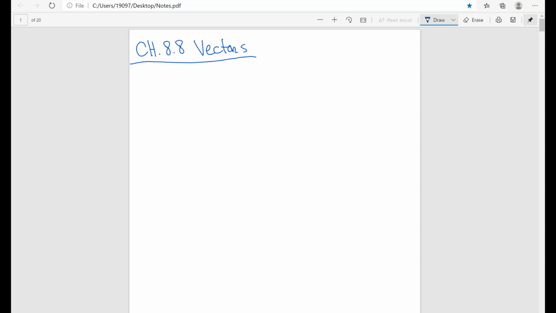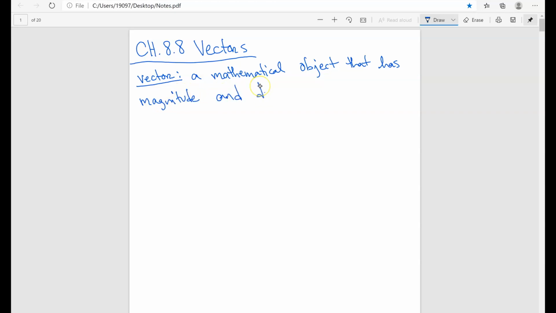So first, let's just start talking about the definition of a vector. A vector basically is just a mathematical object that has something called magnitude and direction. So that's basically what a vector is. It's just some object that has magnitude and direction.